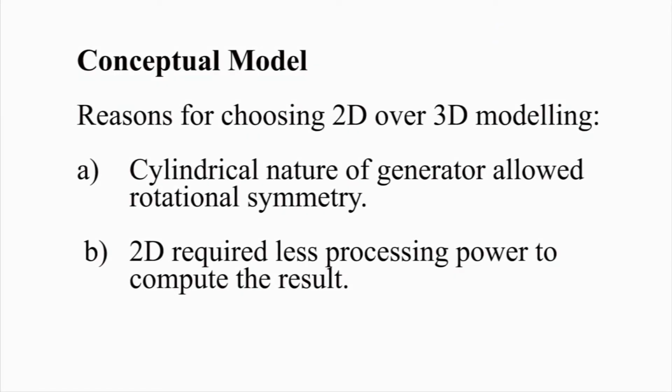2D was chosen over 3D modeling since the cylindrical nature of the generator allowed rotational symmetry to be used. This was easily implemented in 2 dimensions as compared to 3D. Furthermore, 2D required less processing power to compute the result as compared to its 3D counterpart.